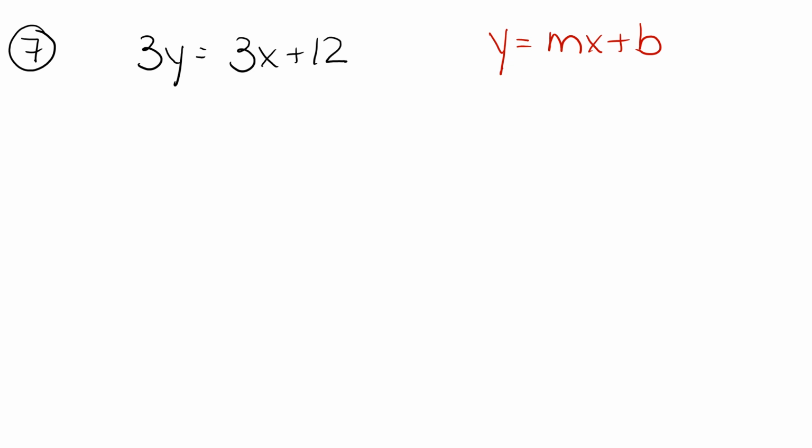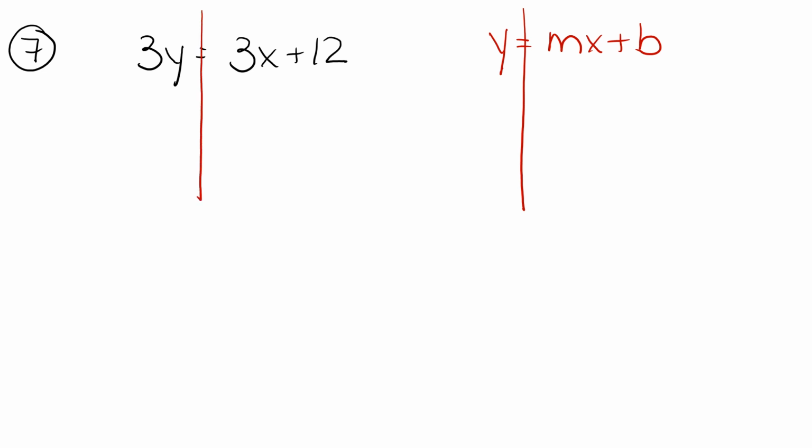For number 7, you're given the equation 3y equals 3x plus 12. We're comparing that to the general equation y equals mx plus b, which is slope-intercept form. In slope-intercept form, y is completely by itself on the left-hand side, and mx plus b is on the right-hand side. Mx is in the middle, plus b at the end.